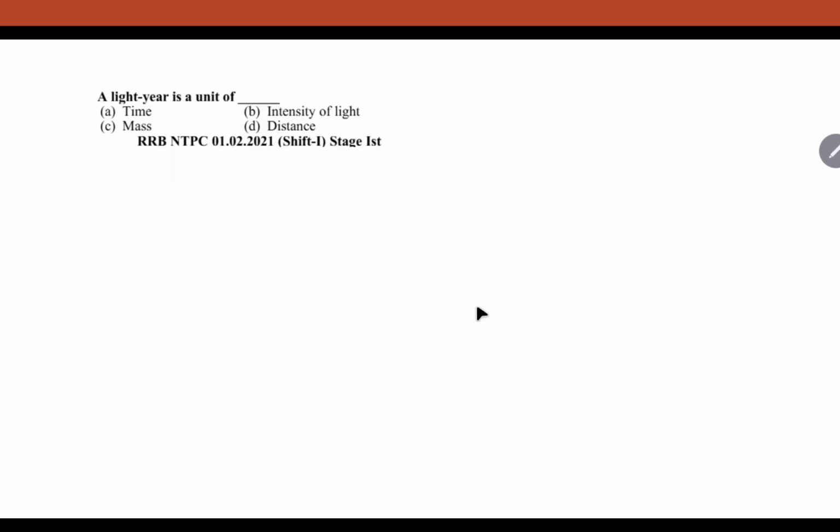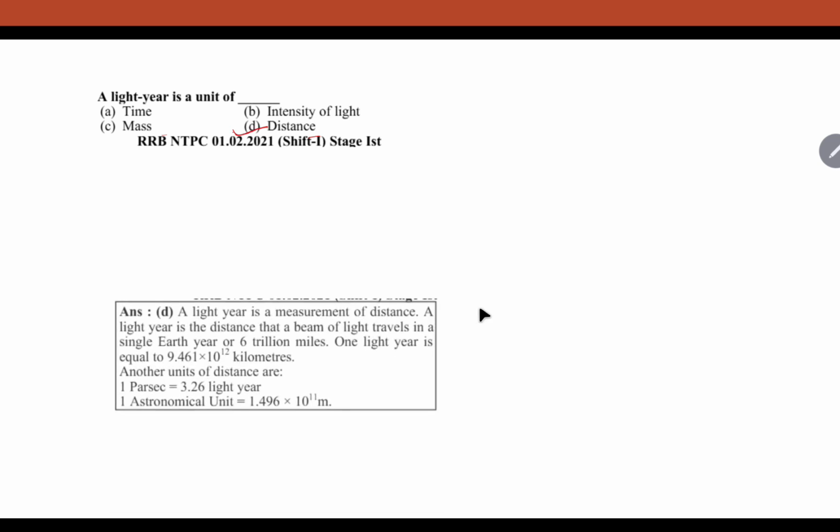Next question. A light year is the unit of. Its options are time, intensity of light, mass, and distance. The right answer for this question is distance, D. A light year is the measurement of distance. A light year is the distance that a beam of light travels in a single earth year, or about 6 trillion miles. 1 light year is equal to 9.461 into 10 to the power of 12 kilometers.